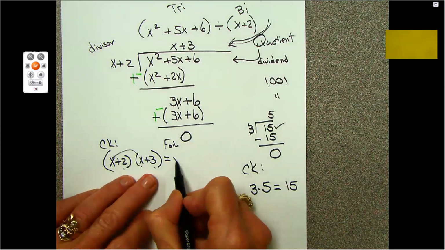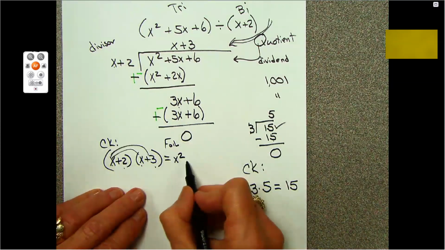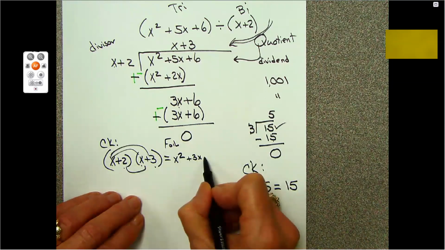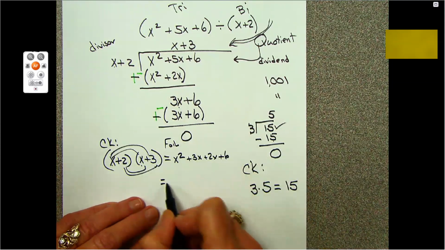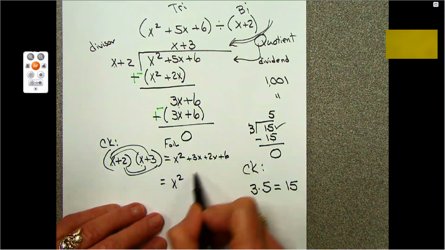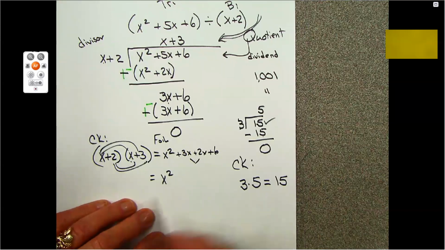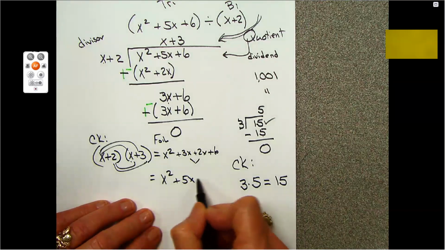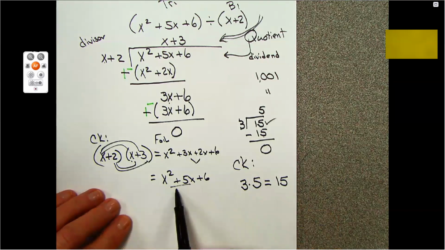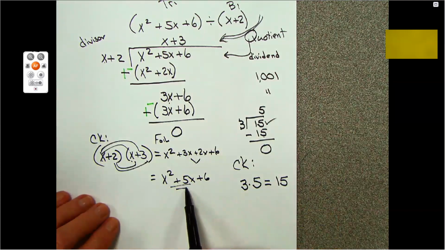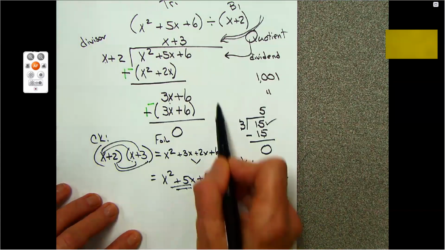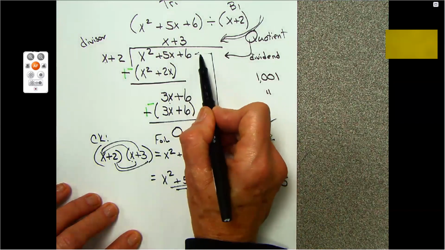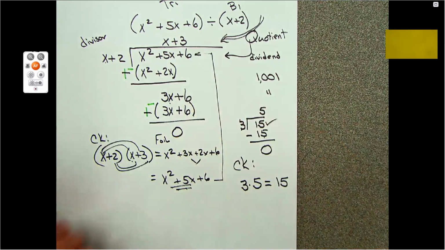The first terms will be x squared. The outer terms are going to be 3x. The inner terms will be 2x. And our last terms, 2 times 3 is 6. Remember, with FOIL, we expect to collect like middle terms, and we get x squared plus 5x plus 6. And this should match what? As we're trying to check, this should match our dividend. So you can circle your answer.